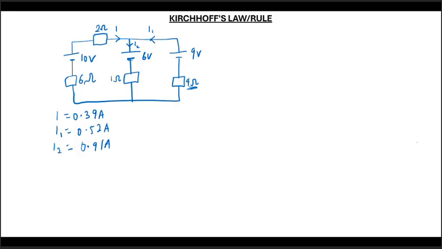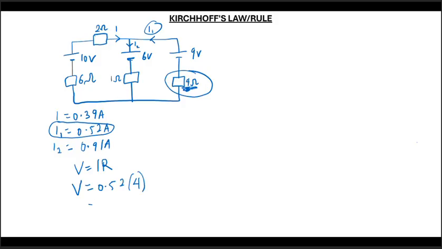The only thing you need is the current that flows through this 4 ohm resistor, and you know that it is I1 that flows through it, and the value of I1 is clearly stated there. If they ask for voltage, we know that V equals IR. The voltage loss by this 4 ohm resistor is going to be 0.52, which is the current that flows through it, times 4. When you multiply, you get 2.08, and that is the voltage loss across this resistor.